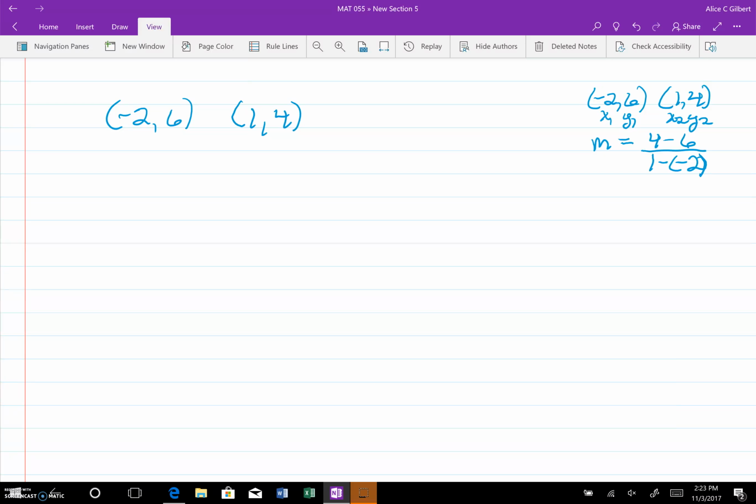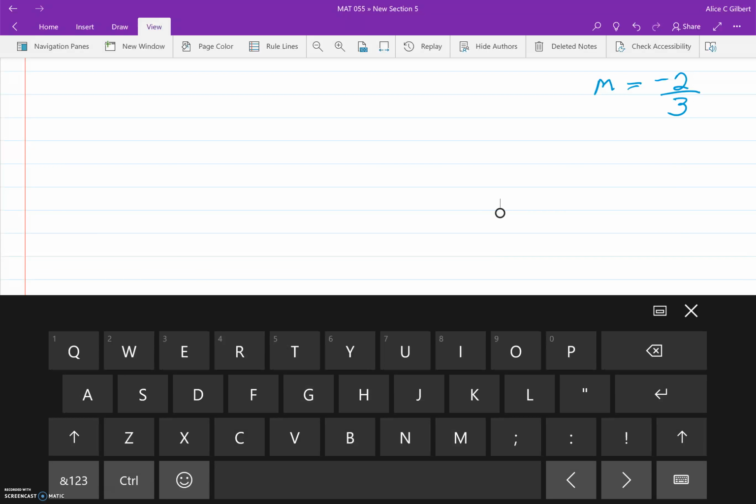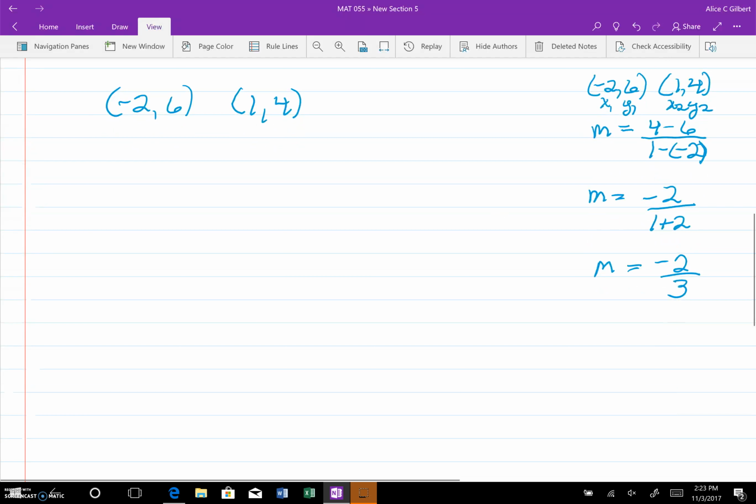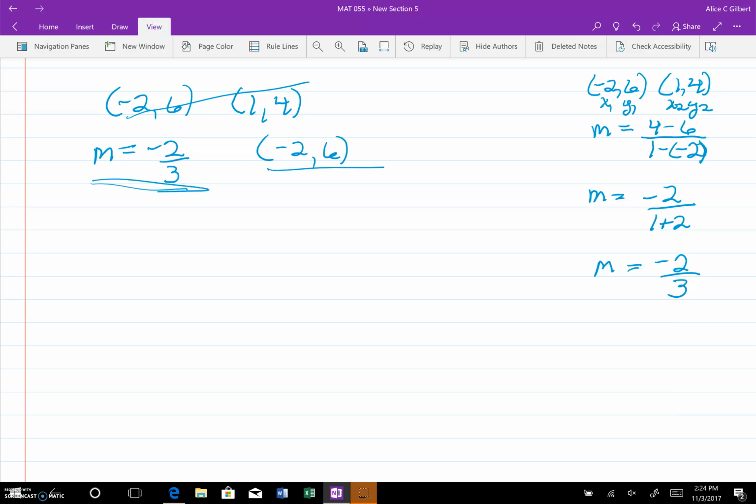Now, I just need to do the calculations here. So I get negative 2, and then I've got 1 plus 2 because negative times a negative is a positive. And so then I get negative 2 over 3. So what I want to do now is get rid of those. I'm going to write up here my slope is negative 2/3 and choose one of these points. I don't care which one. It doesn't matter. You'll come out with the same answer either way. Okay, so the first thing, now we've got our point, and our slope.